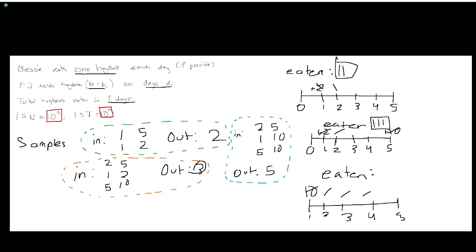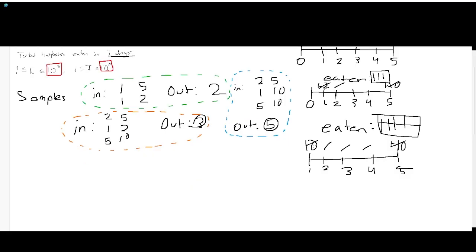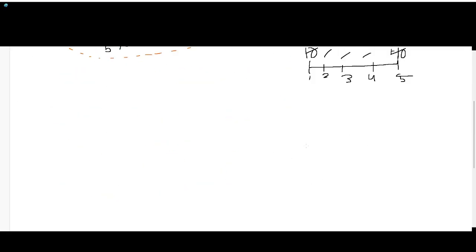So we've eaten 4, 1, 2, 3, 4, and on day 5, we get another 10. So currently we're at 16 with this addition. We eat, and we've eaten 5. And that matches, right? So I'm just gonna go down.